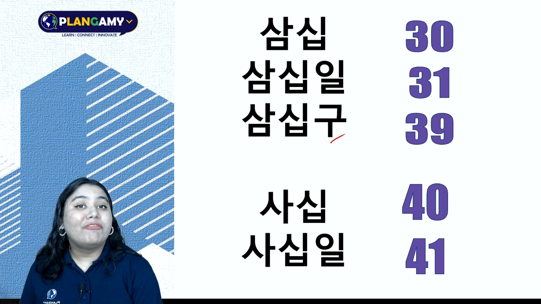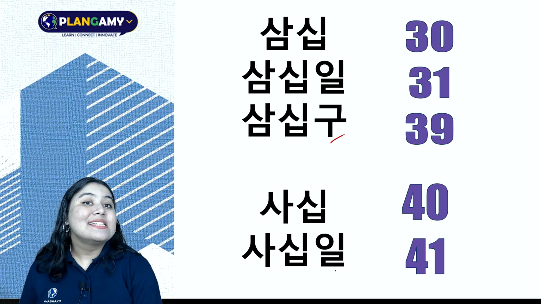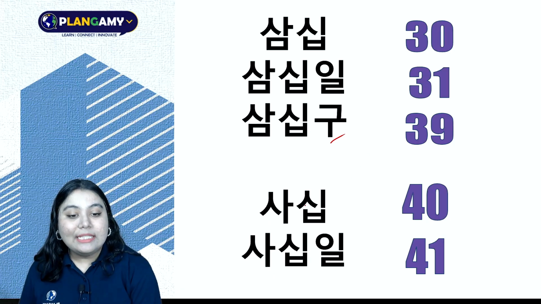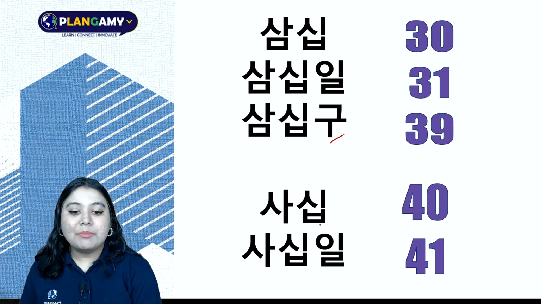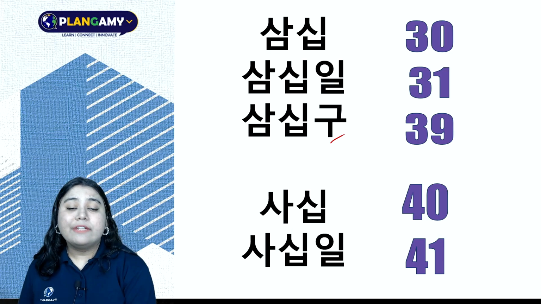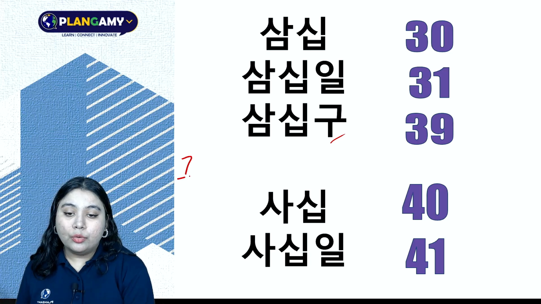And now I want a 40. 4 times 10, sa is 4, shib is 10. So I'll get sashib for 40. Similarly, sashib ir, sashib e, sashib sam, sashib ku, right? 49 sashib ku, and we go on till kushib ku.